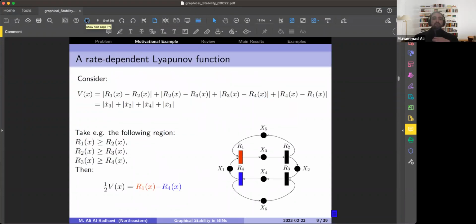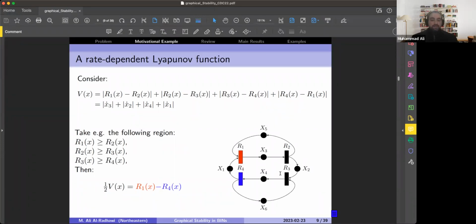Okay, so what I want to do is propose what's known as a robust Lyapunov function, which depends here on the rates. So here you can see this is a function which you can think of as the difference of rates along this main cycle. So this is, for instance, R2 minus R1, minus R2. So this is the reaction rate difference across this species, plus the absolute value of the difference across the next species across this main cycle.